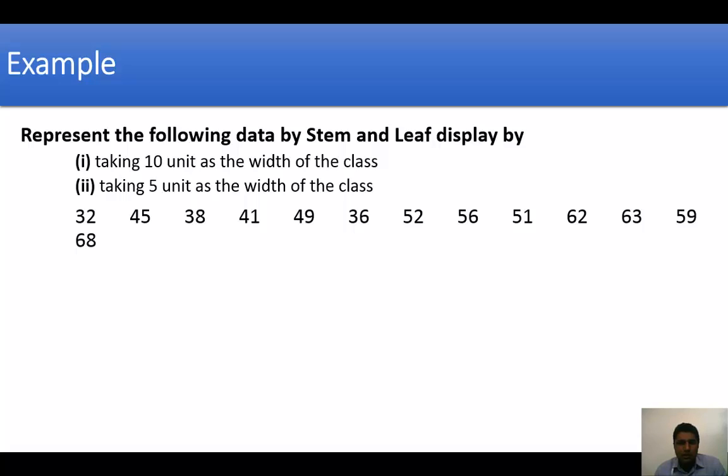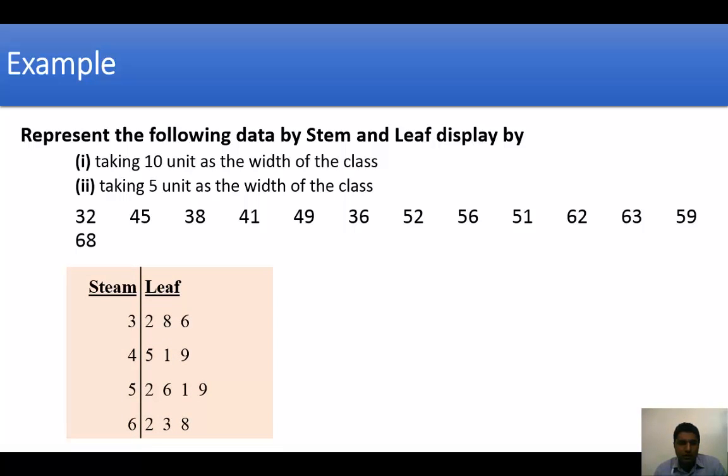A small example of 13 values is on your screens, and you need to construct the stem and leaf display by taking 10 units as width and by taking 5 units as width. Well, starting from the first part, you need to divide each value into two parts. One part is the leaf part and the other part is the stem part. Just consider the rightmost digit as your leaf and the left one will serve as the stem. You need to draw a vertical line on your paper, and you have to write the stem on the left side and the leaves on the right side.